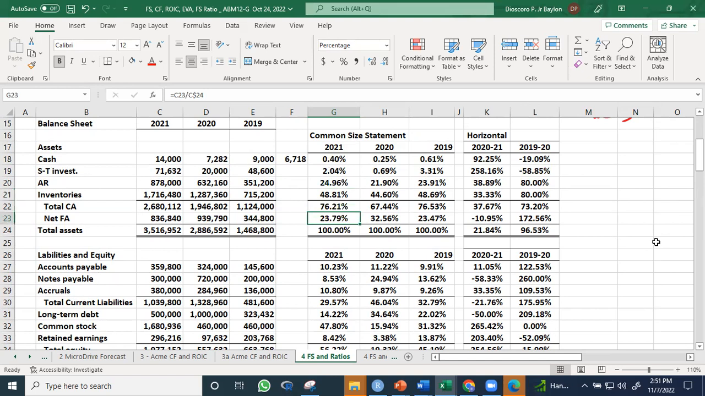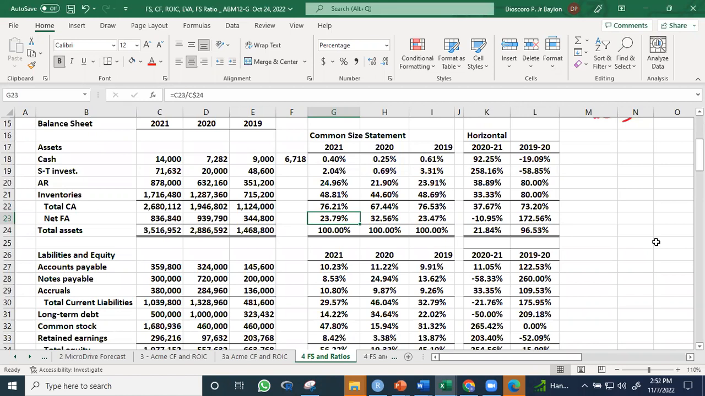Now, again, is this good or bad? Okay, we cannot answer that. We can only say that inventories made up 48%. For every 100 pesos of total assets, around 49 pesos was inventories. Okay, you can only interpret this, or you can only assess this based on benchmarking it against the industry, just like the income statement or the direct competitors.